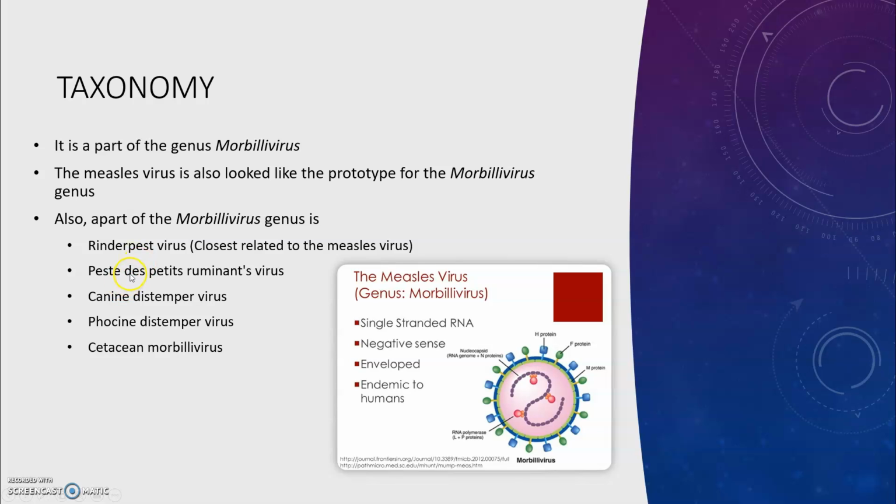As we continue down the list, Peste des Petits ruminants virus, canine distemper, which I think we all know, if you have a dog, this is a virus you want to watch out for. The Phocine distemper virus and the Cetacean morbillivirus. As you can see over here, we have a little model. It's got all the different proteins, the RNA genome plus the N proteins, which all put together is the nucleocapsid. And then down here we have the RNA polymerase, which has the L and P proteins.